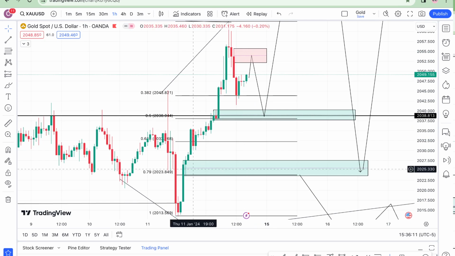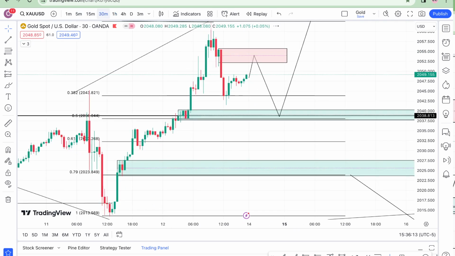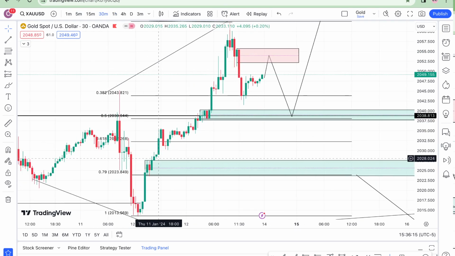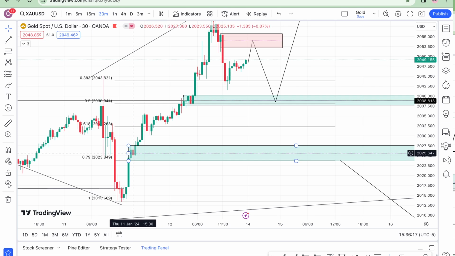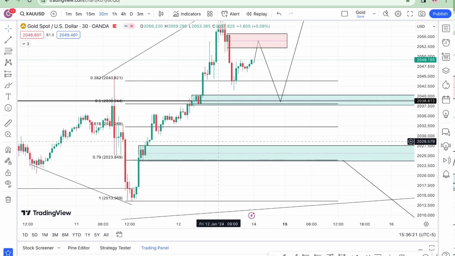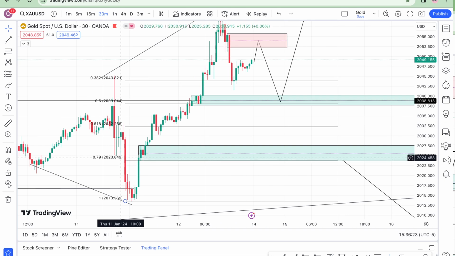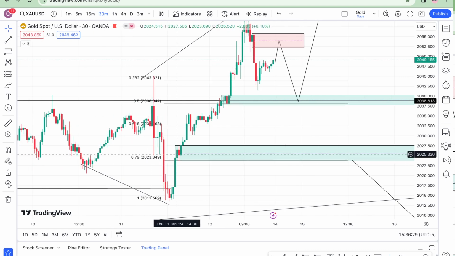The second reason why I marked this level is, if I drop down to a smaller time frame, on the 30 minutes you could see an order block over here, and this is a clean order block, still unmitigated, and it is resting on the optimal entry area, that is the 79%. So this is the second zone. This is the first reason to mark the second zone.